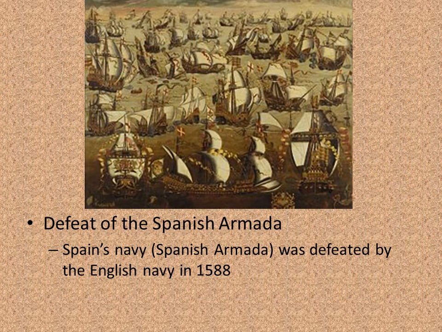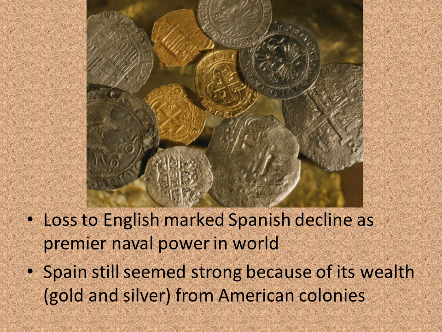Philip's military endeavors were not as successful. When he tried to invade England in 1588, he failed. His world-famous fleet of warships, known as the Spanish Armada, was defeated by the faster, more maneuverable British ships in the English Channel. Spain's defeat at the hands of the English Navy marked their decline as the premier naval power in the world.